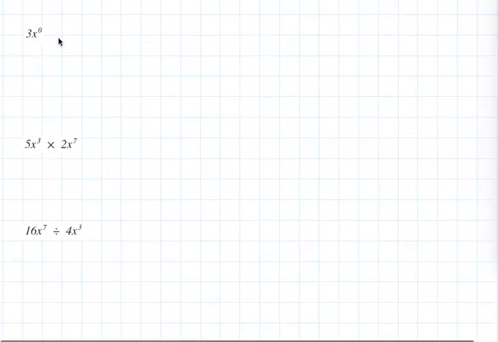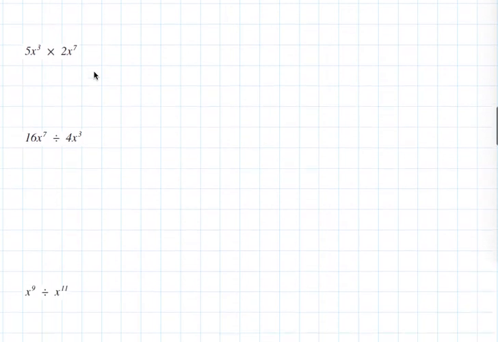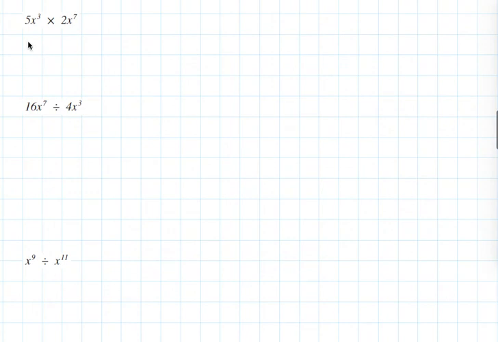3x to the power of 0: anything to the power of 0 is 1, so this is essentially the same as 3 times 1, which equals 3. Next, 5x cubed times 2x to the power of 7. So 5 times 2 is 10x, and then 3 plus 7 is 10, so 10x to the power of 10.